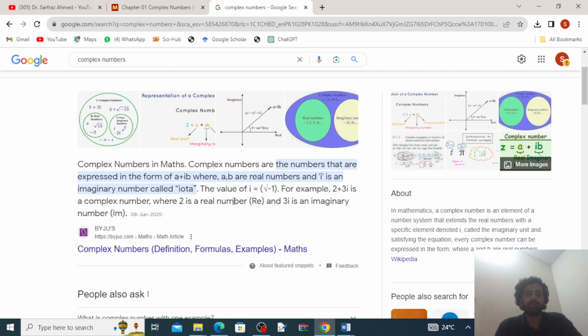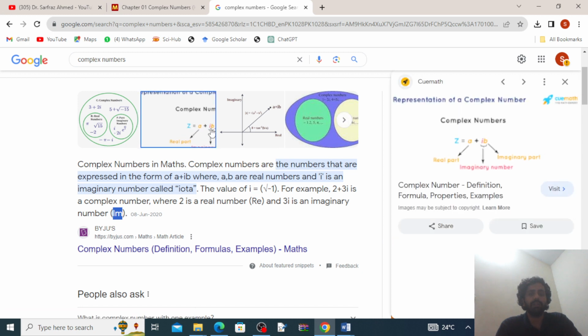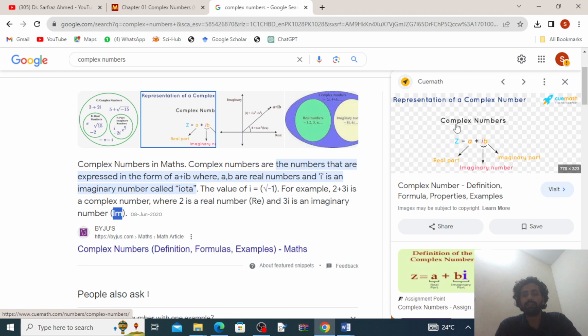So where 2 is a real number, and we can write it RE, and 3i is an imaginary number, we can write it imaginary. So here are the parts of a complex number. In this picture we can see that. So representation of a complex number, this is a complex number. Z is equal to a plus iota b, where a is the real part and b is the imaginary part, and where I is the imaginary number.